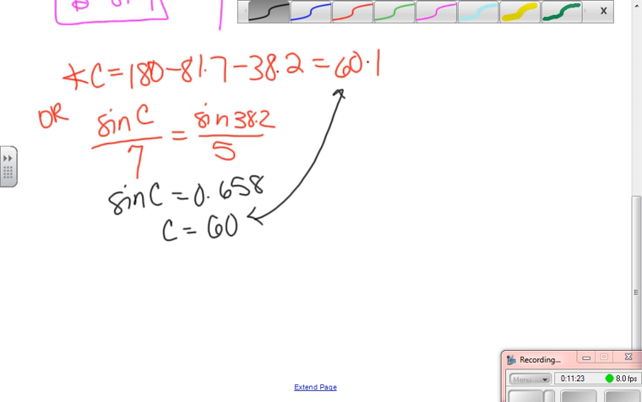Always show at least the equations with the appropriate numbers plugged in for partial credit. Be careful, do things in steps, and follow your formulas.